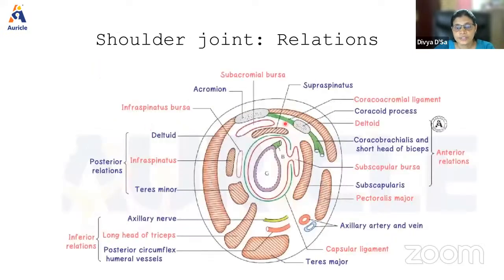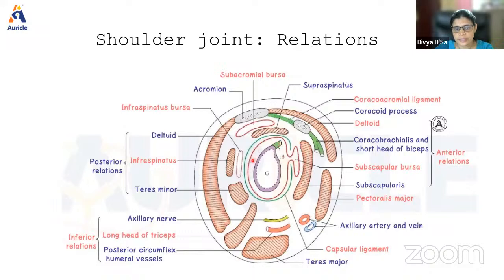Coming to the relations here, now this is a sagittal section. It's not a transverse section, it is a sagittal section. So this is the glenoid cavity. This will be superior, this will be inferior, this is posterior, this is anterior. This is the subscapular bursa.